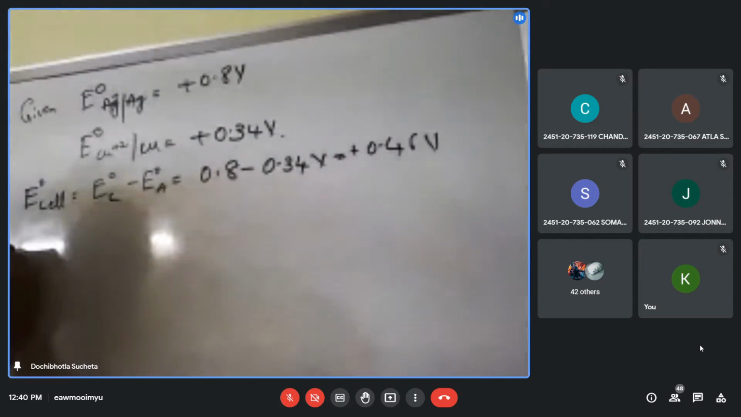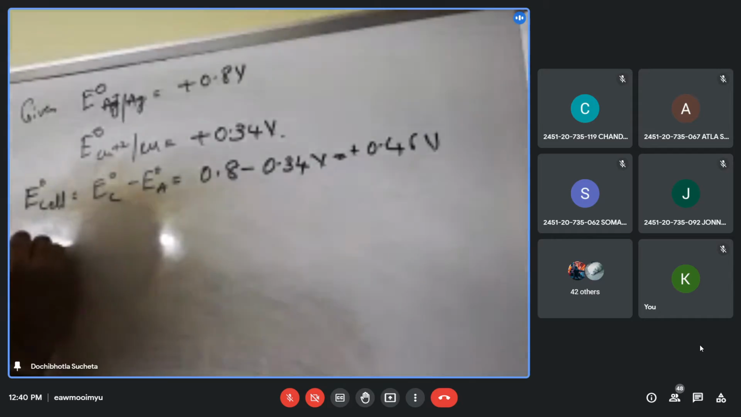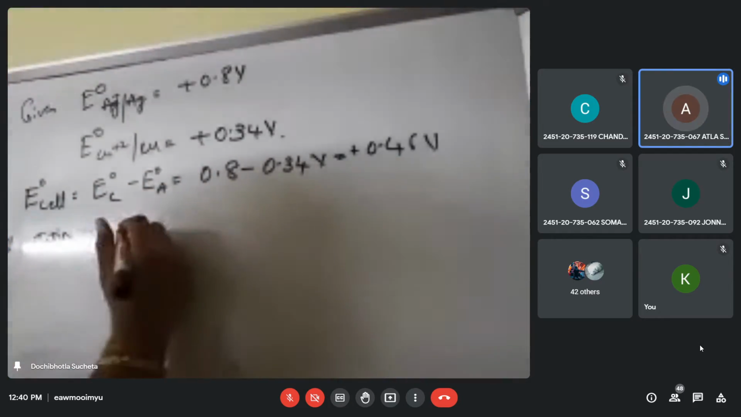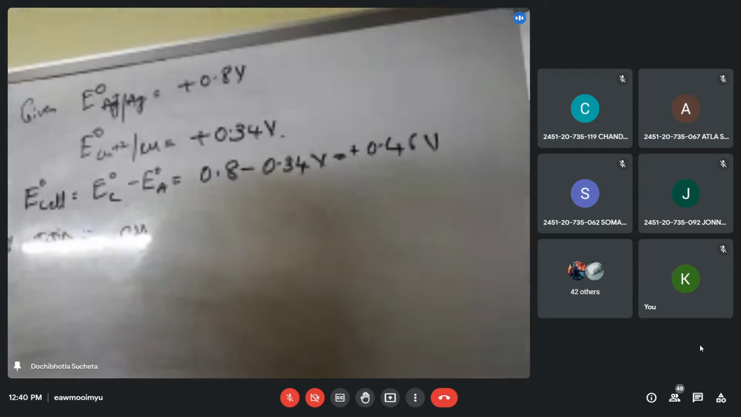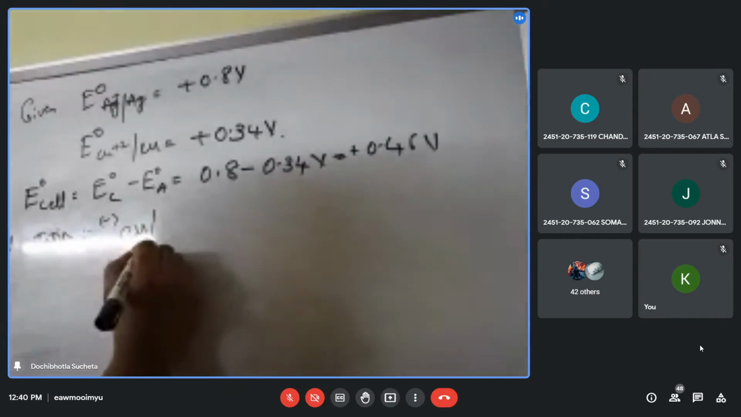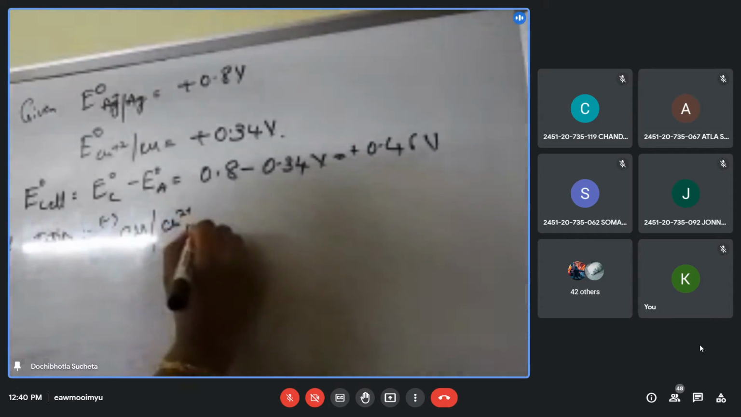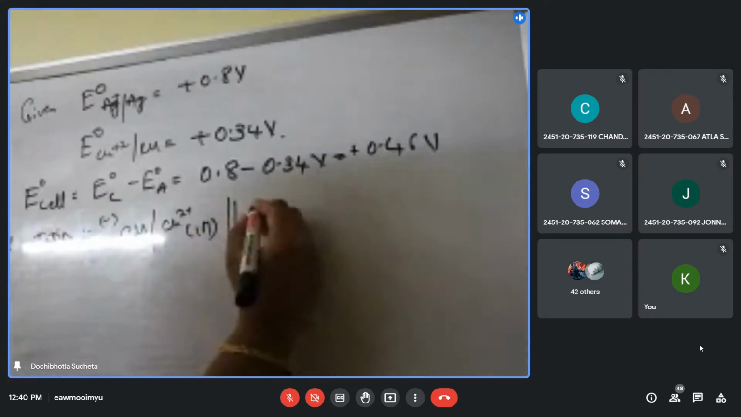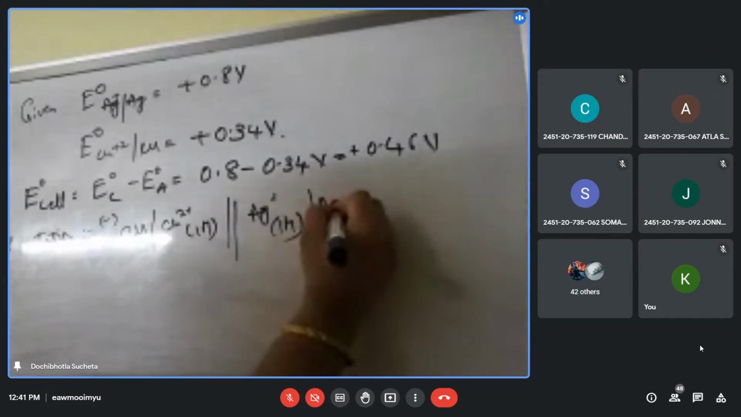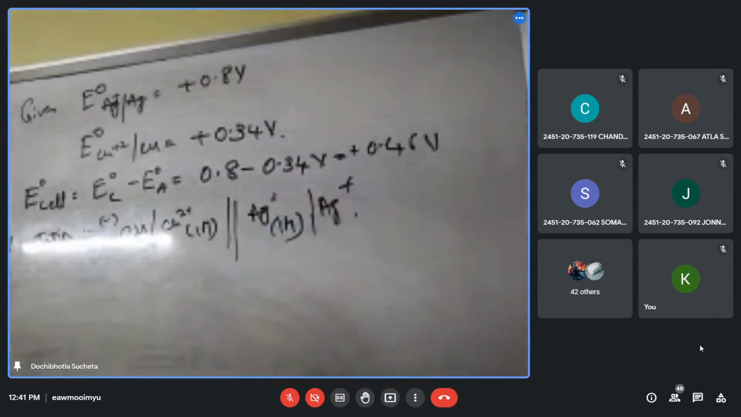Okay. How to write the cell notation? Which is anode and which is cathode? Anode copper, cathode silver. Cu slash, that is negative, solid, Cu2 plus 1 M double slash Ag plus 1 M slash Ag. That's the cell notation, right? Did you get the same? Yes, ma'am.